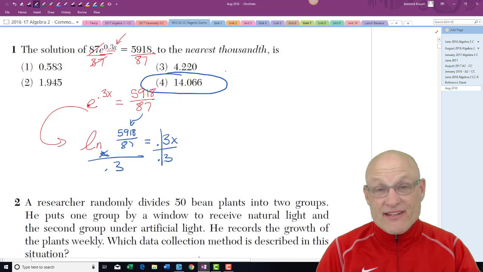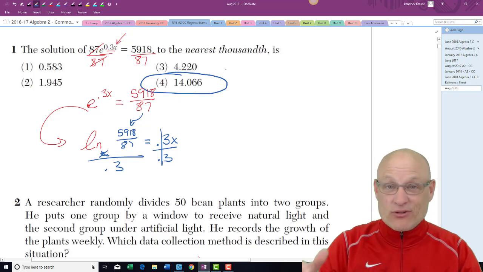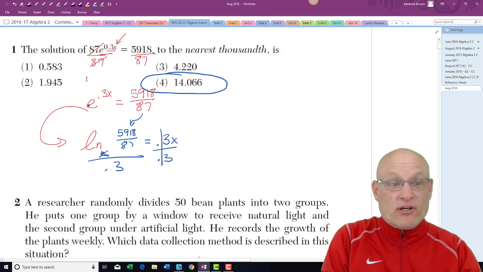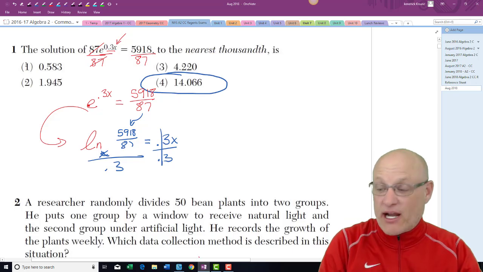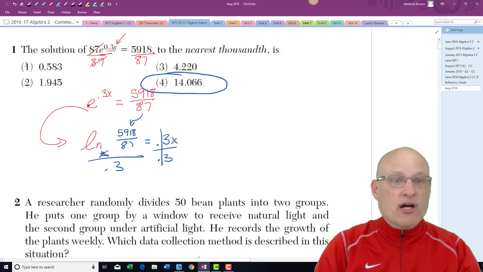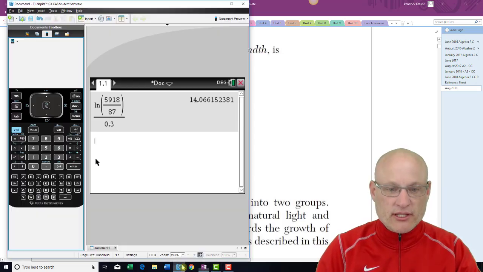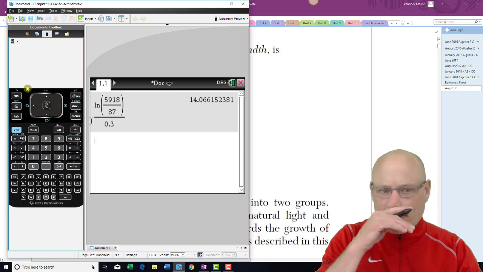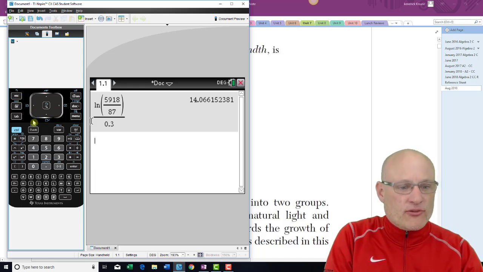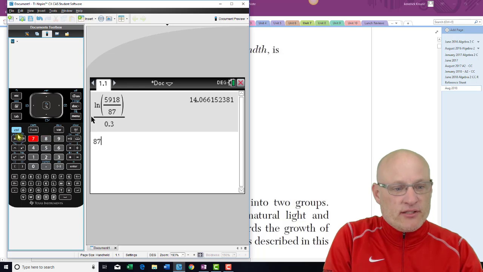Now, on the day of the Regents exam, I don't really recommend doing it that way. For example, what you can do is just say, okay, I'm going to try these answer choices. I'm going to try this one right here, and let's see how that works. So I come over to the old calculator and I say, okay, this problem says 87, control E, oops, excuse me, wrong one, just E.